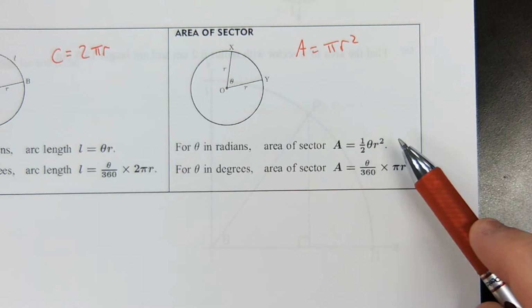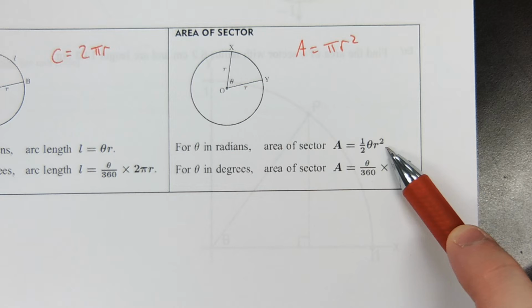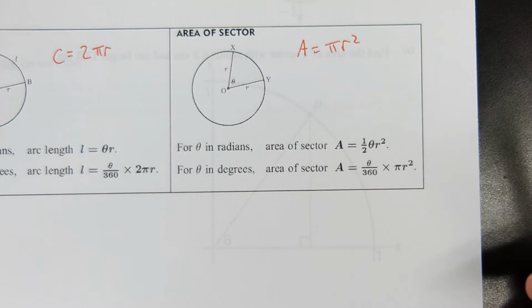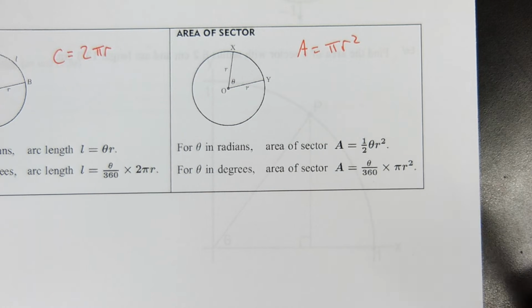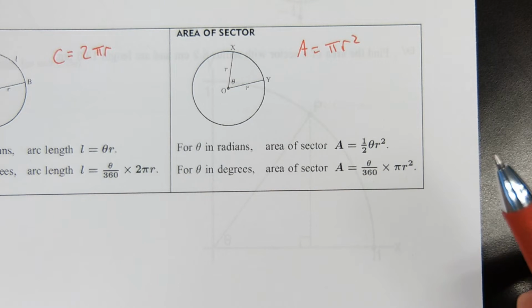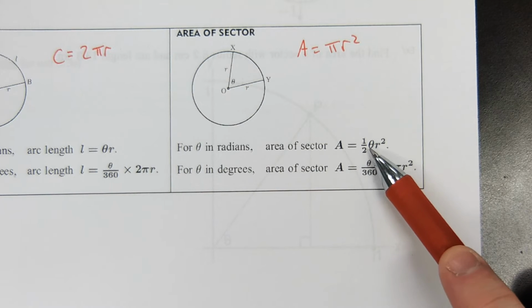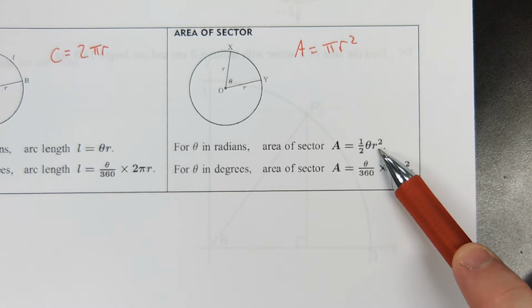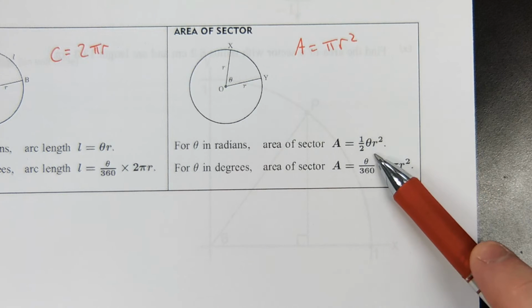Or you could use this formula that's in the reference sheet, 1/2 theta r squared. I just like the radian formulas. They're less to memorize, and I do try to memorize the formulas. It's faster than digging through the reference sheet. And it shouldn't be too difficult for you to see why this formula is the way it is, as long as you know how to convert radians to degrees.